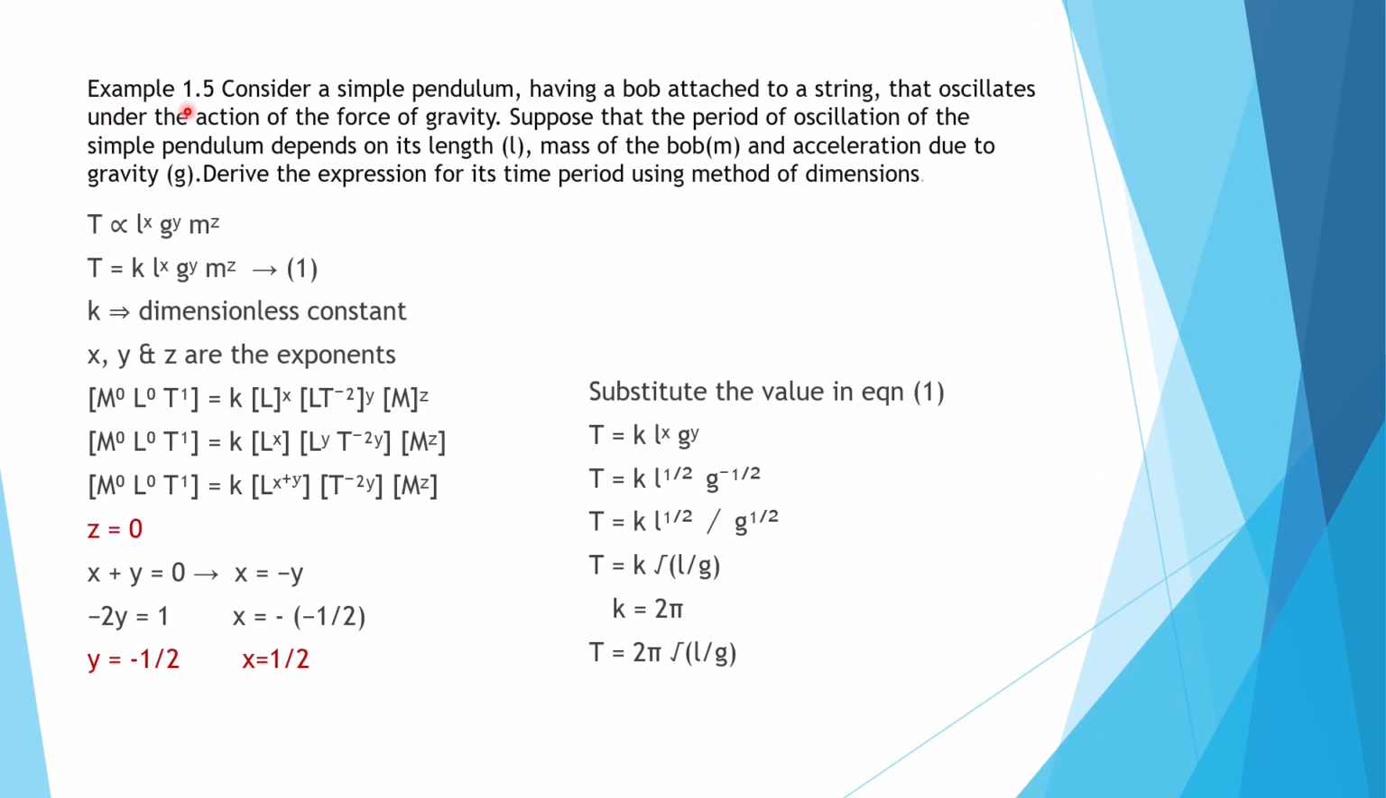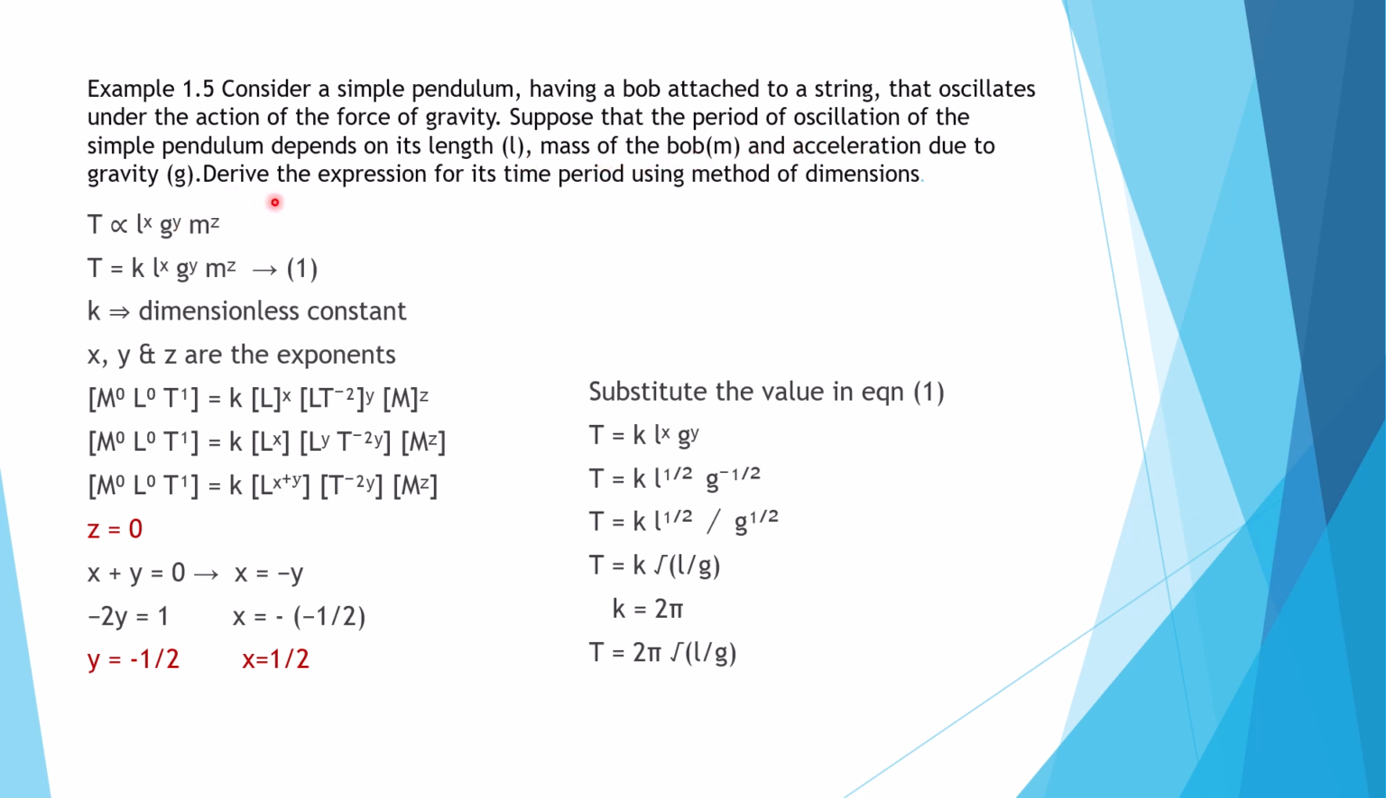Example 1.5. Consider a simple pendulum. Here we have to consider one simple pendulum having a bob attached to a string that oscillates under the action of the force of gravity. So it is oscillating under the force of gravity. Suppose that the period of oscillation of the simple pendulum depends on its length, that is L, the mass of the bob, that is m, and the acceleration due to gravity, that is g.